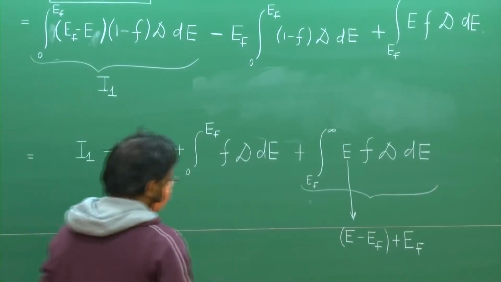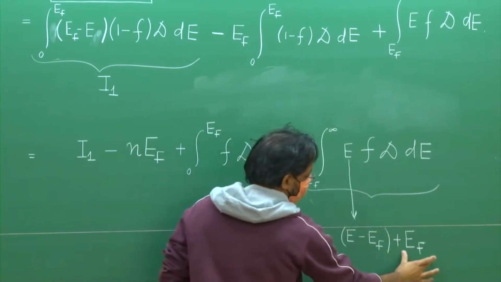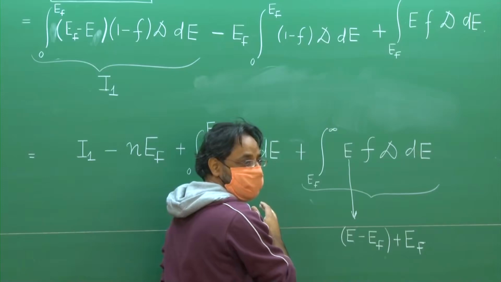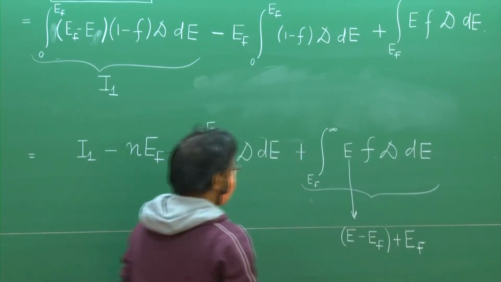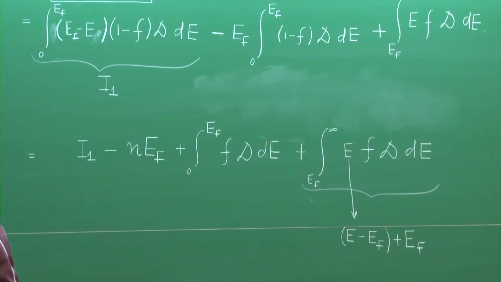So, that gives me a piece which has E minus EF, and the other piece which has EF. EF is going to come out, and you will be left with F dD/dE. Okay. So, let us do it.